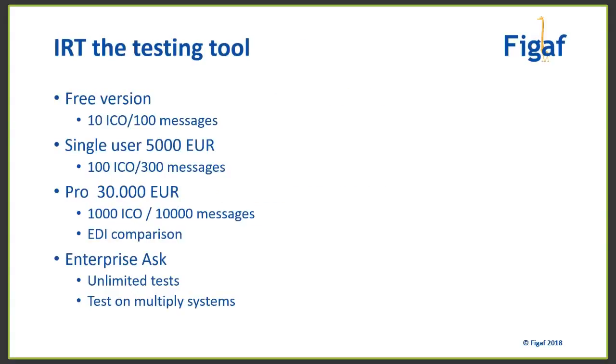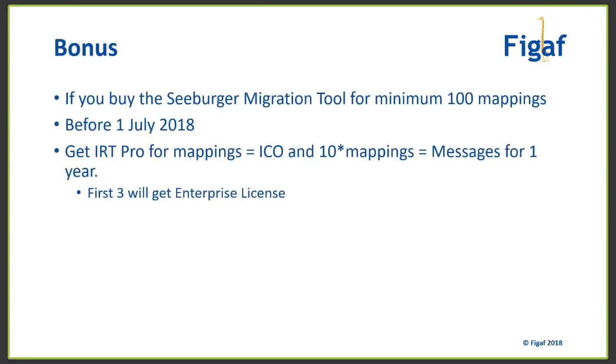And then there's the ERT testing tool. There's a free version that covers 10 different ICOs. We have a pro version for 30,000 that also does EDI comparison. So if you're doing a migration project, this would be quite helpful to get. And I think these two tools work really well together. If you purchase a minimum of 100 mappings with the Seeburger migration tool, you would also get those 100 mappings as a pro version of the ERT tool, so you can test these mappings that you have created to ensure that they work, with at least 10 test cases for each. So you're getting more secure about the migration, because I guess that's the main purpose of this, ensuring that the migration works as expected.